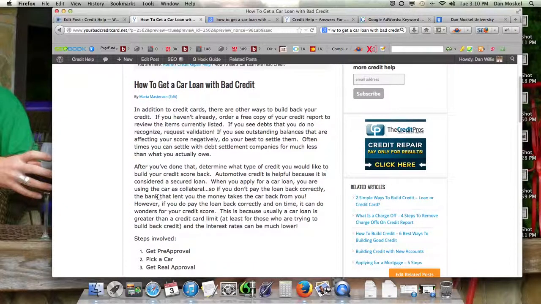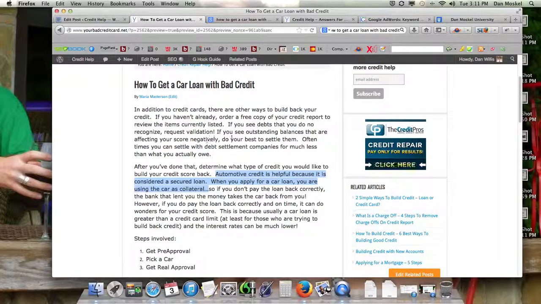And this article, we don't really start talking about automotive credit. This first paragraph is about credit cards and how to build back your credit and getting debts off your credit report, which is very relevant to this post, having bad credit. But the very first thing we want to show people and talk about is getting a car loan is helpful because it is considered a secure loan. When you apply for a car loan, you are using the car as collateral. We want to talk about the car.